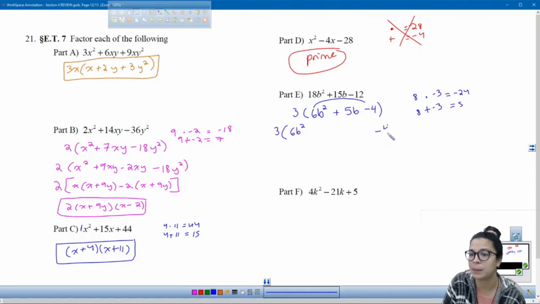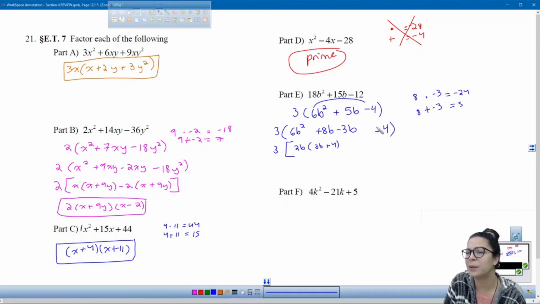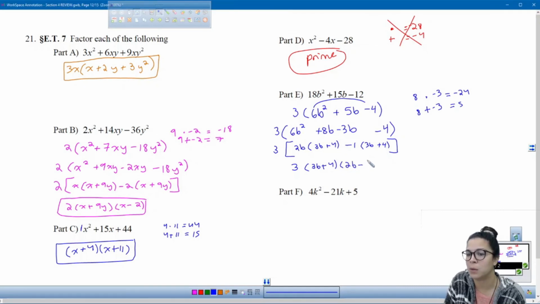Bring down the first term, bring down the back term, break up the middle, 5b into 8b minus 3b. You could write negative 3b plus 8b. That's fine as well. Now we need to group the first two, factor out as much as we can. We could factor out a 2, we could factor out a b. So we're going to factor out 2b. That leaves us with 3b plus 4. And then on the last two, we are going to factor out a negative 1. That way the 3b will be positive 3b and the 4 will be positive 4. That way it can match with this one. Remember, these two have to be exactly the same, so then we can factor those out, 3b plus 4, and then that leaves us with 2b minus 1.